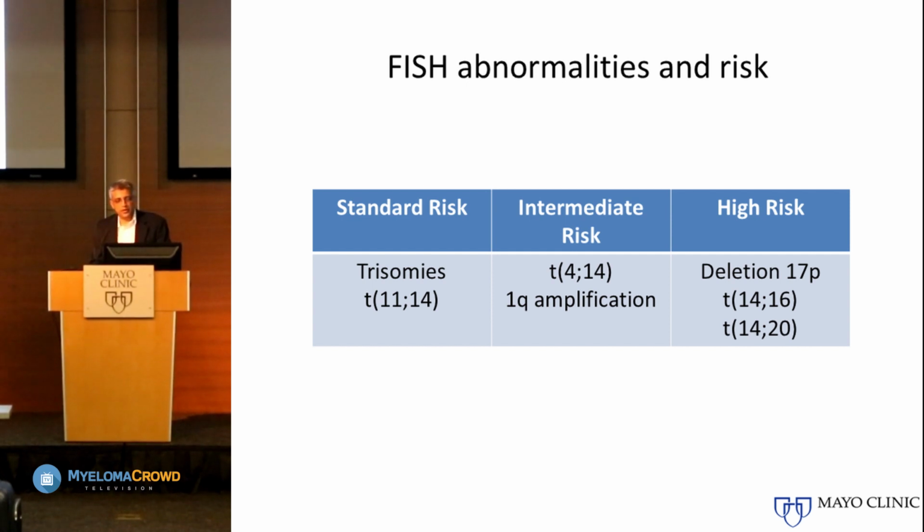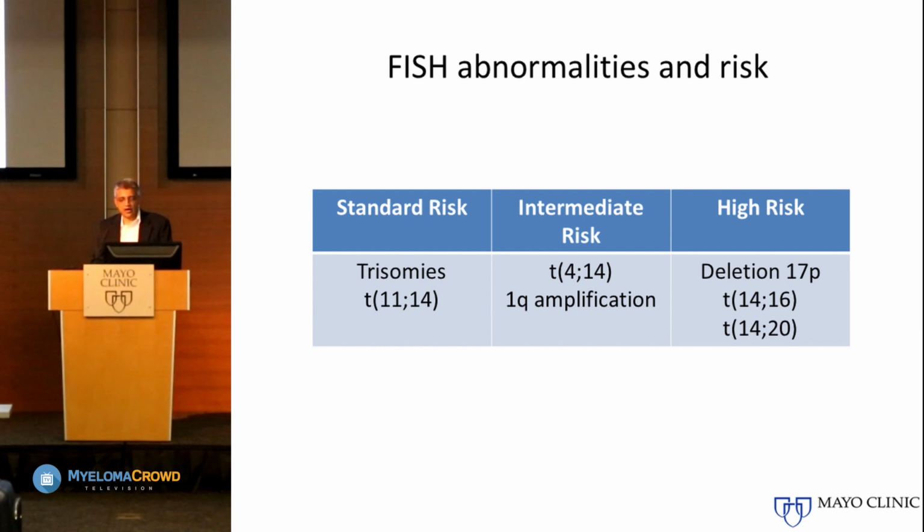So, depending upon what type of chromosomal abnormalities a patient has, we can categorize them as what we call standard risk, intermediate risk, or high risk abnormality. Again, what we mean by high risk is that this myeloma is more likely to behave in an aggressive fashion. It's more likely to become refractory to treatment sooner. It's more likely to relapse after treatment sooner.